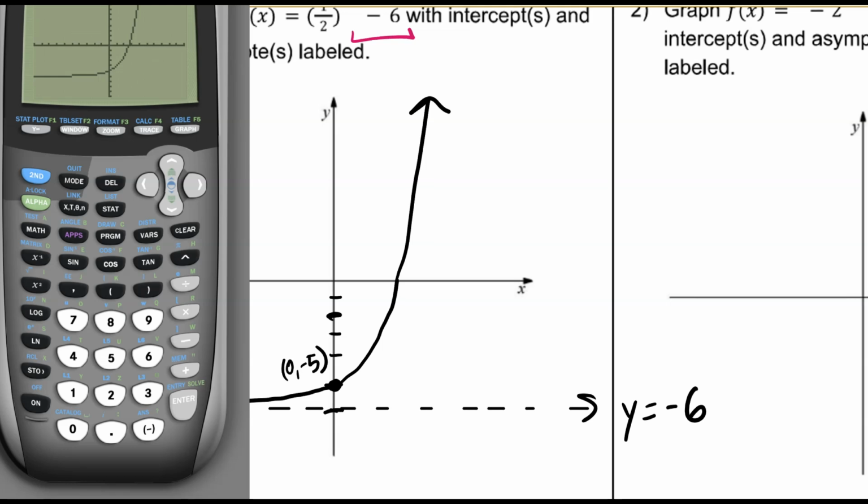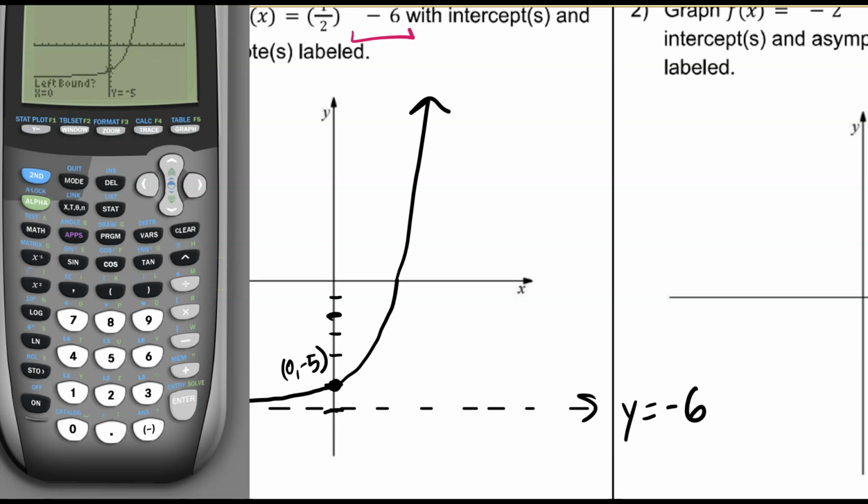So how do I get that? Well, if I hit second trace, I have a lot of functions here. I could find what a minimum value is, what a maximum value is, what an intersection between two curves is, but I'm looking for the x-intercept. So I'm looking for when the value of this function is 0. So I'm going to hit enter there.